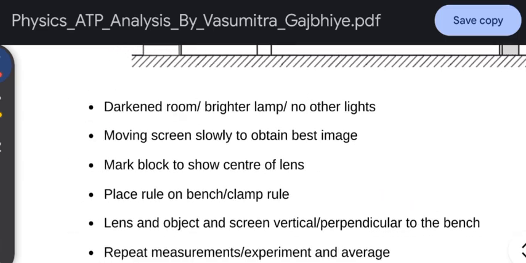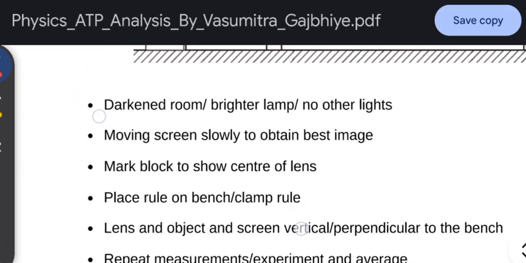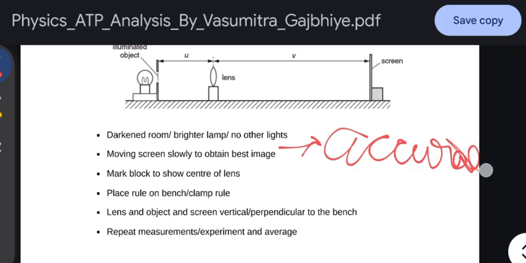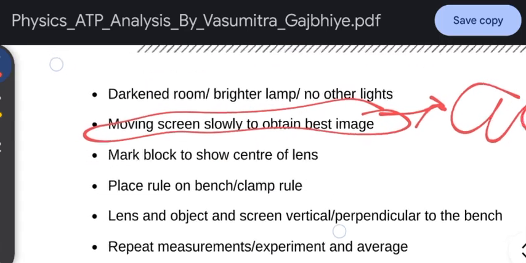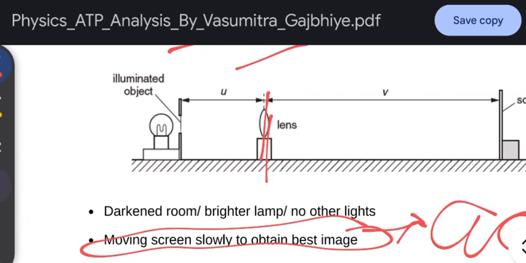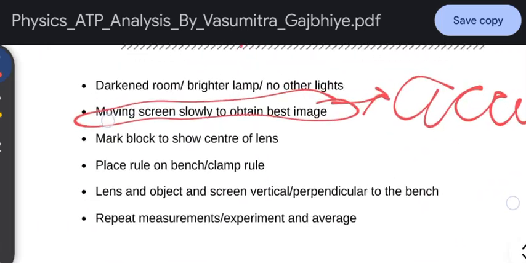You should move it slowly back and forth and check the position where you'll get the best image, the clearest and most accurate image. They also ask you how can you improve the accuracy, so when they ask you this, you can include this point. Okay, so mark block to show the center of the lens. Of course, you can mark the block, like this block just kept over here, at the center to show which is the center of the lens.